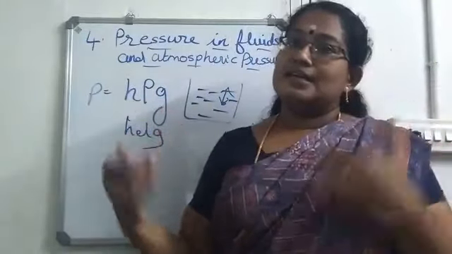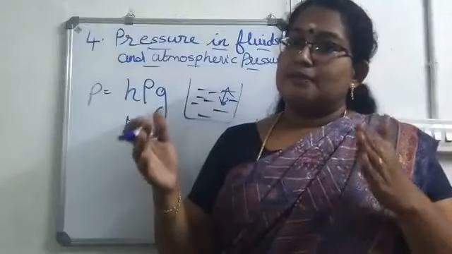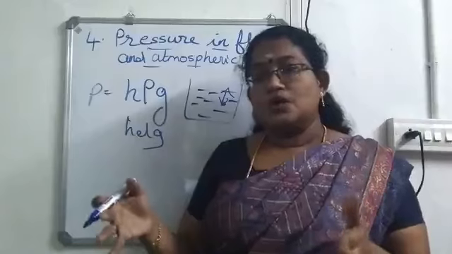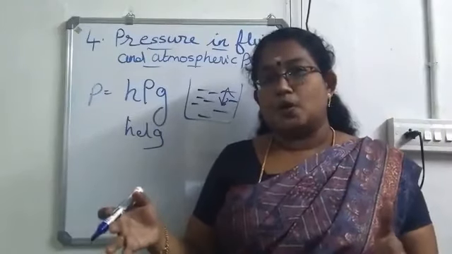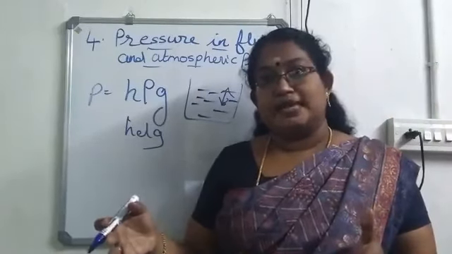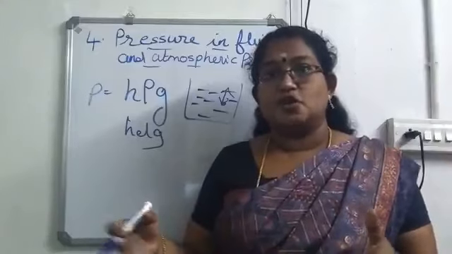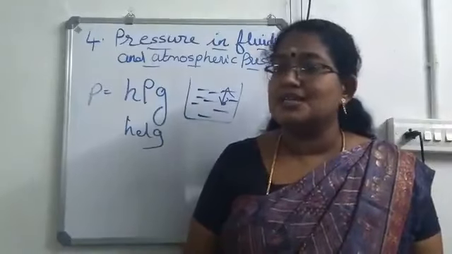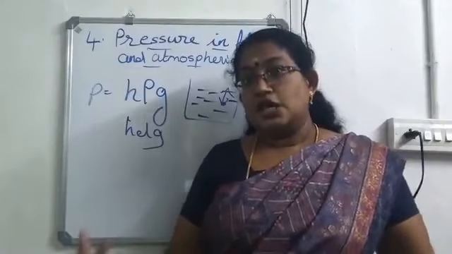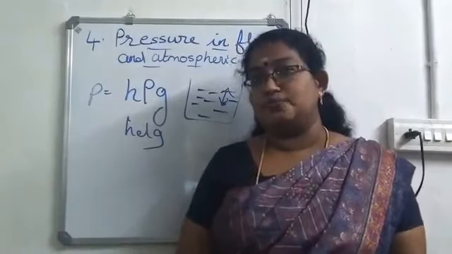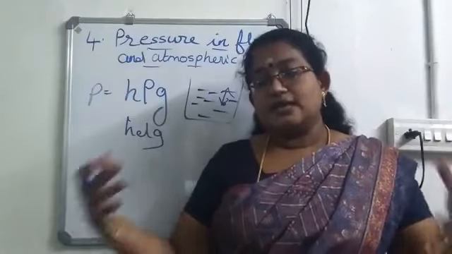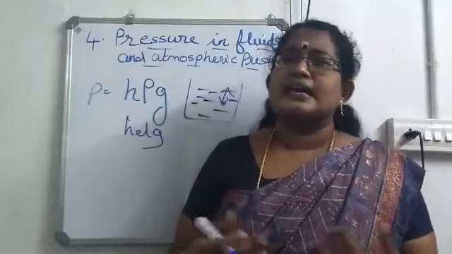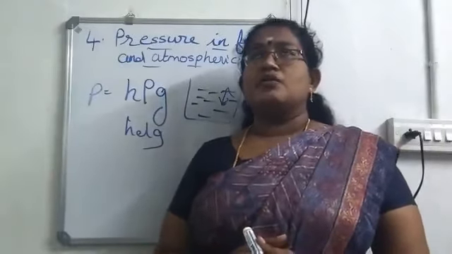Now, when we are constructing dams, the bottom portion will be wide, isn't it? The walls of the dams will be broad near the base. So what is the reason there? Why is it wide? Because when depth increases, pressure also increases. In order to withstand the huge liquid pressure from the bottom, the walls are made wide. Okay. Then another example.